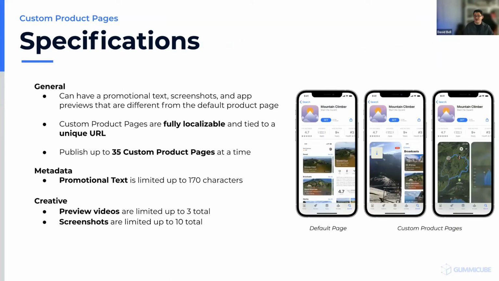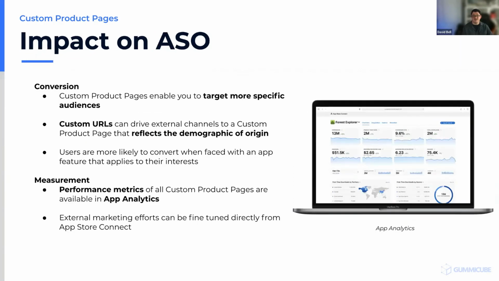A custom product page is fully localizable. It's tied to a specific unique URL from a measurement standpoint. And as I said, you can have up to 35 custom product pages at a time. You have promotional text, which is limited to 170 characters. And of course, you have the customary 3 preview videos and up to 10 screenshots, just like you would on a normal store listing. And of course, the impact on ASO is significant because at the end of the day, we now have the ability to optimize on a per channel basis, which is exciting.